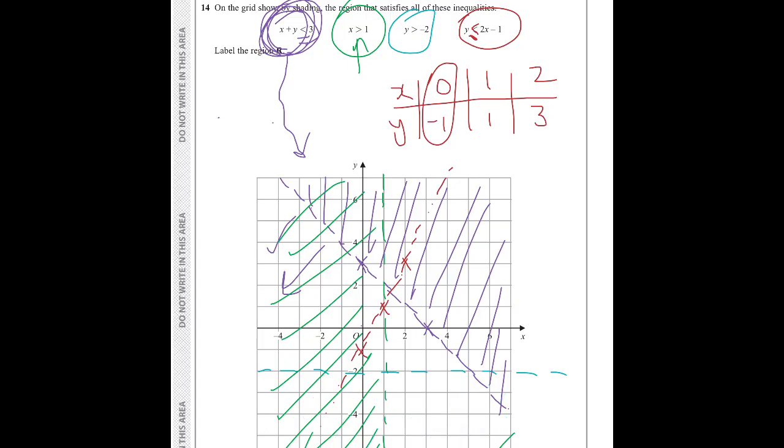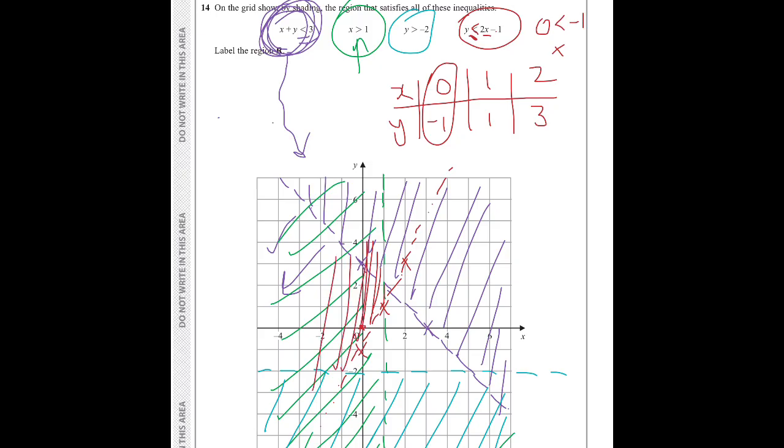And last but not least, this is the harder one. y is less than 2x minus 1. Well, if you pick 0, 0, 2 lots of 0 take away 1. So if I do the x coordinate 0, I'd get 0 is less than -1, which is not a true statement. So that means that's not the side I want.